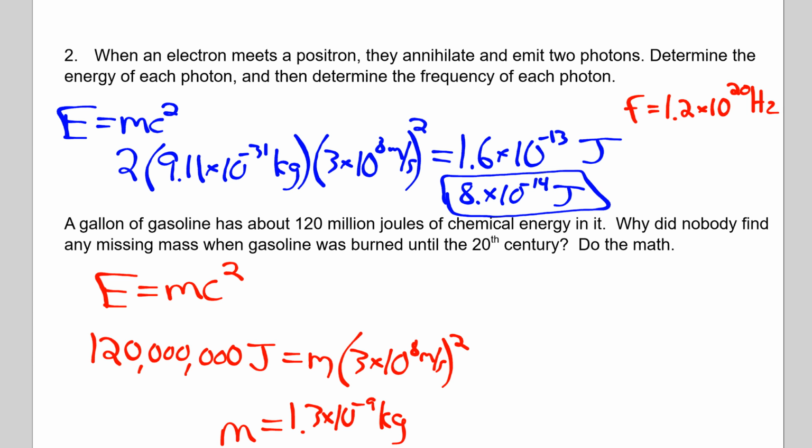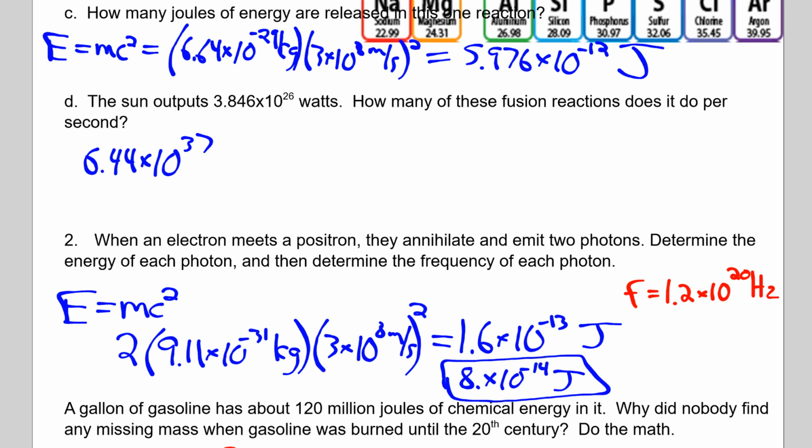We get 1.6 times 10 to the negative 13 joules. This actually creates 2 photons, so we're going to divide that in half. We get 8 times 10 to the negative 14 joules for each photon. And then you can do E equals hf and find the frequency. It's 1.2 times 10 to the 20 hertz, which is gamma ray.